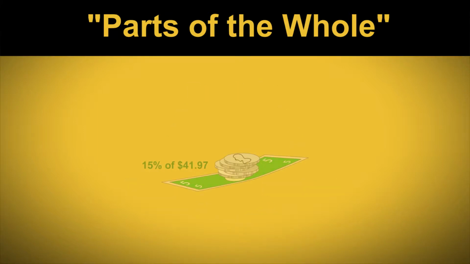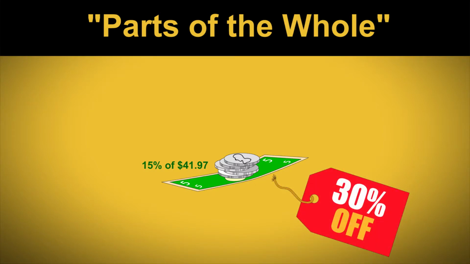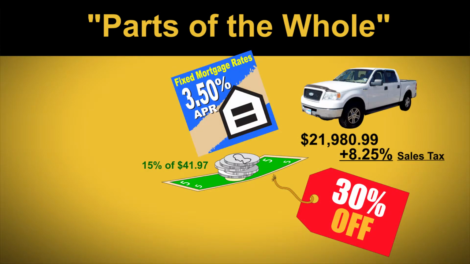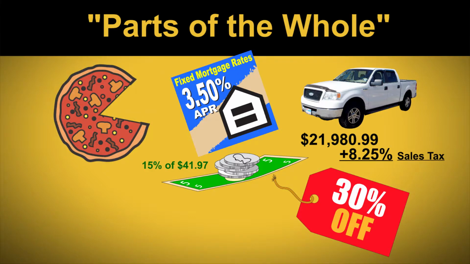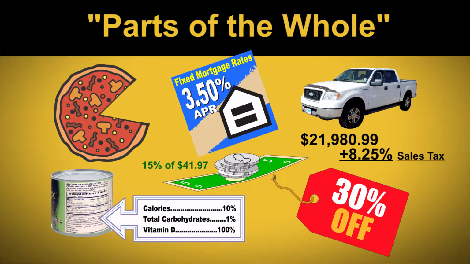We use them when we leave tips, when we shop for a sale, when we buy a car or a home, when we make change with money, when we slice a pizza, or even when we check food cans for their nutritional value. And for the most part, we can guess the amounts we're saving or spending without really understanding the meaning and relationship of these three numerical expressions.